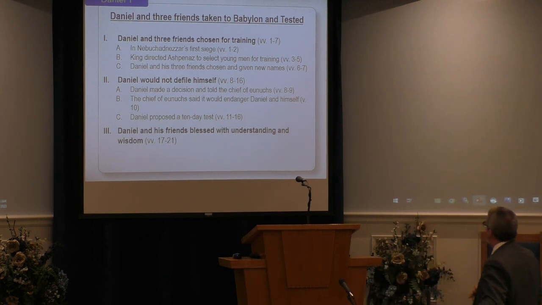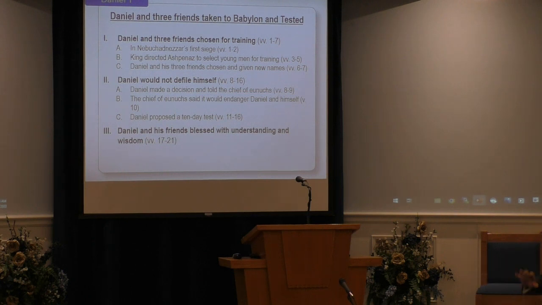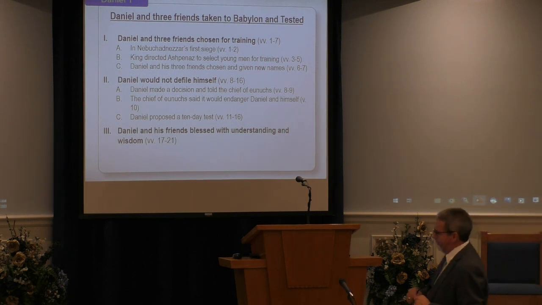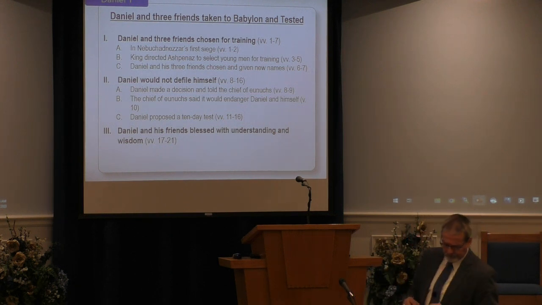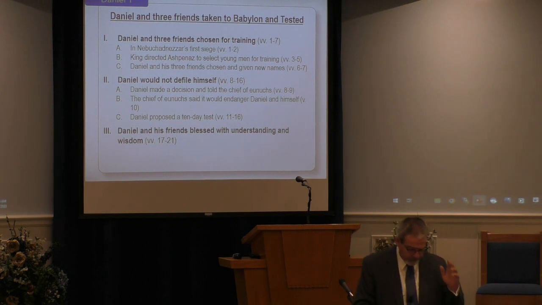But now let's begin at verse 8. So they were chosen for training, and they're going to be given 3 years of training, and they were trained for 3 years. But it didn't work with Daniel. So we're going to learn some practical things here. Verse 8 and 9. What do you see in 8 and 9? He made up his mind.